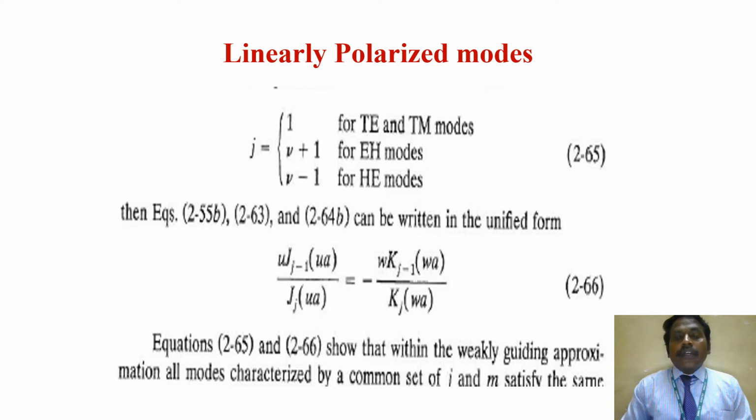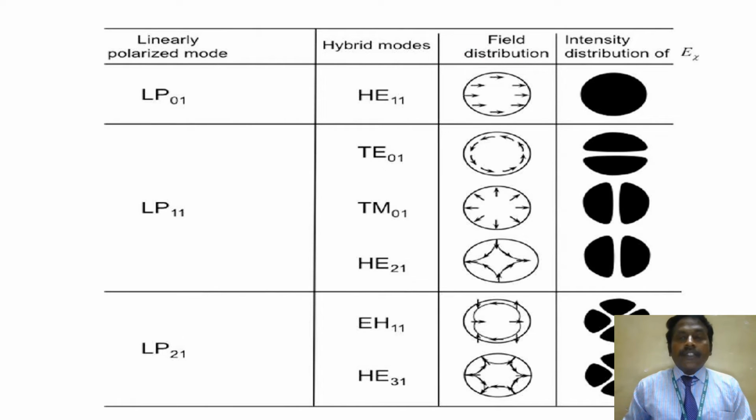So this equation, that is J, and the next equation shows that within the weakly guiding approximations, all the modes are characterized by a common set of l and m that satisfies the same equations. So this is a representation of the linearly polarized mode. So here, for the general thing, we have LP01, LP11 and LP21 modes. These are the linearly polarized modes.